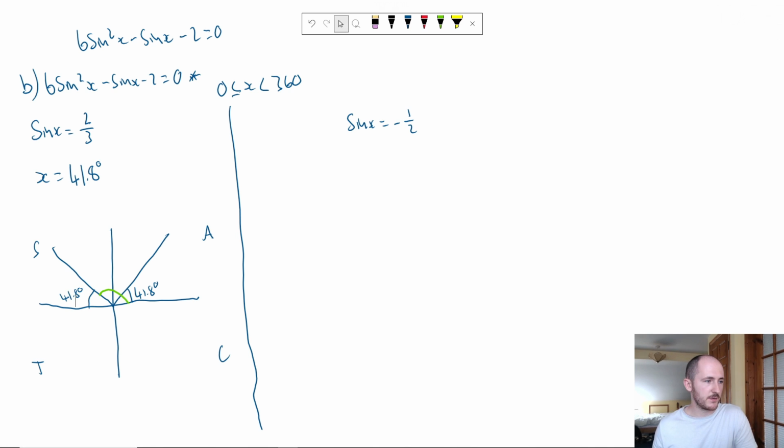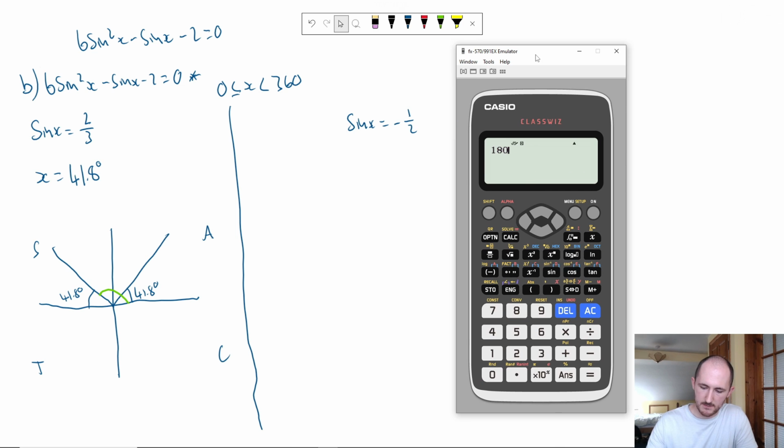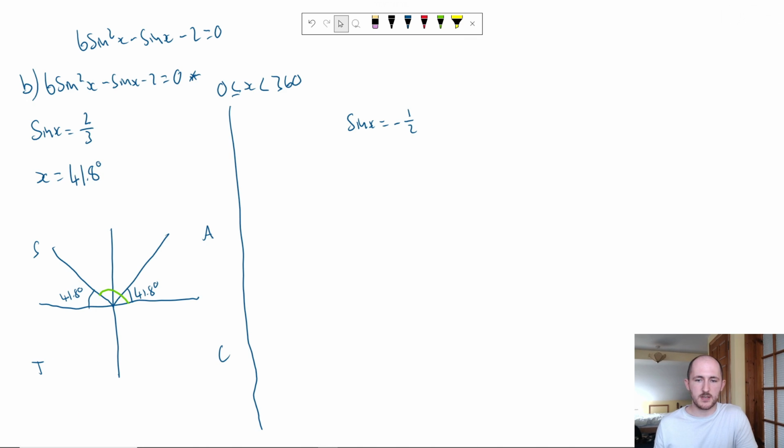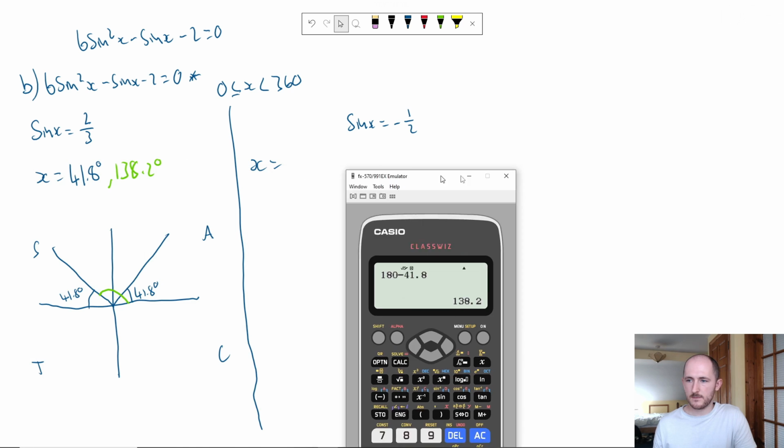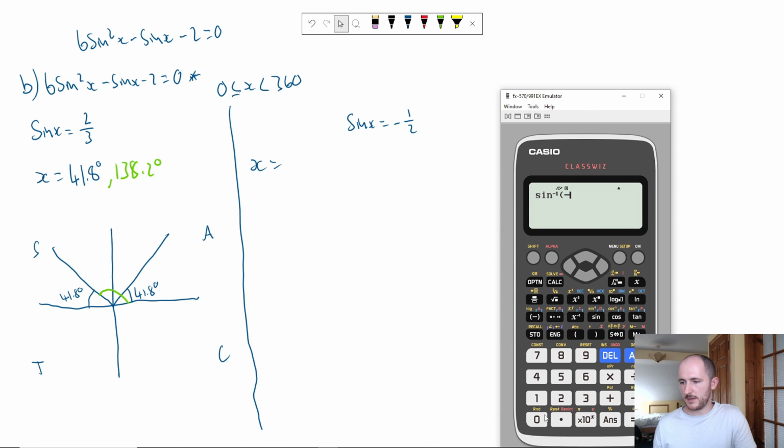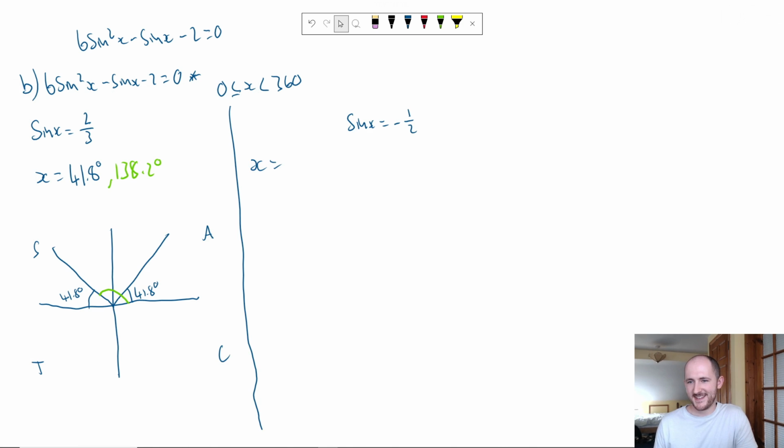So we're going to do 180 minus 41.8. So 180 minus 41.8 gives me an answer of 138.2. And do the same thing for sine x. Again, I haven't bothered with the negatives because we don't care about negative angles. So here, let's do the same thing. Sine inverse of minus, I'm going to do 0.5 just because I can't be bothered to use the fraction button. You'll find I'm dreadfully lazy.